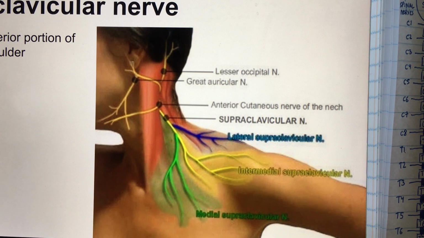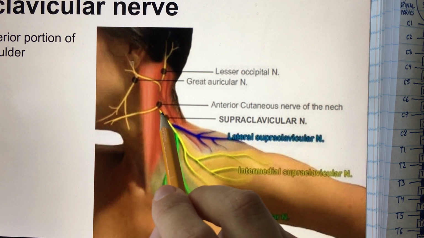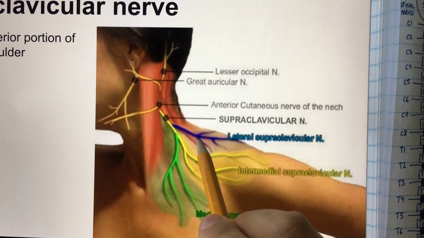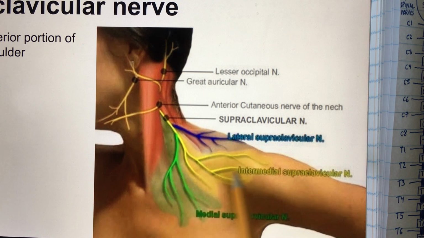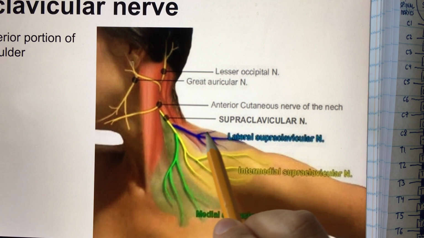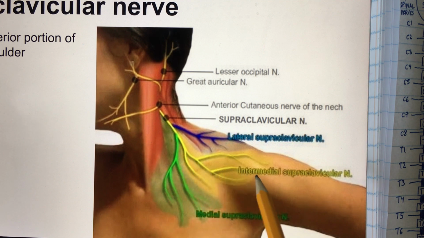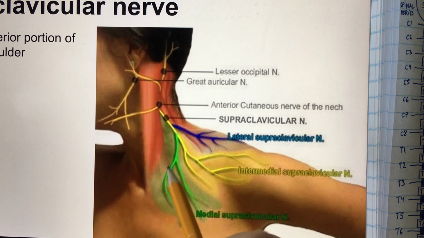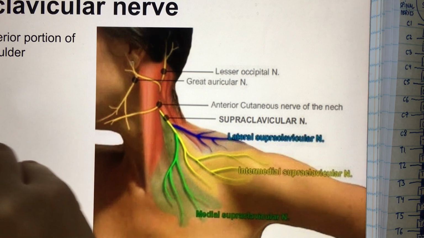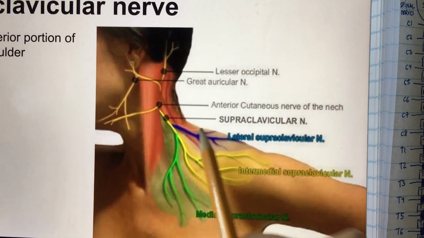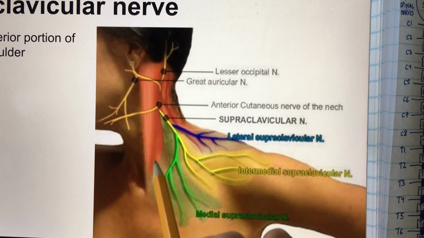This is a nerve called supraclavicular nerve. It also comes from the cervical plexus. Here's the supraclavicular nerve. It spreads through the muscle of the area kind of like above the clavicle or around the clavicle. So it goes into the trapezius muscle right here, parts of the sternocleidomastoid, the deltoid muscle, and even the pectoralis muscle. So this is going to be not the muscle. It's going to be the skin over that muscle. So skin over superior portion of the chest and shoulders. So it's going to be the skin over this muscle, not the muscle itself.